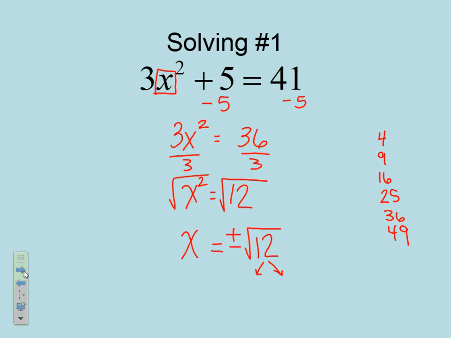So when we look to simplify the square root of 12, we're going to simplify it by breaking it apart into two numbers, one of which has to be a perfect square. So 12 is the same thing as 4 times 3. The square root of 4 times the square root of 3 is the same thing as the square root of 12. Now if I simplify what I have, it is plus or minus the square root of 4, which is just 2. The square root of 3 I'm going to leave as the square root of 3. So x equals positive or negative 2 square roots of 3.